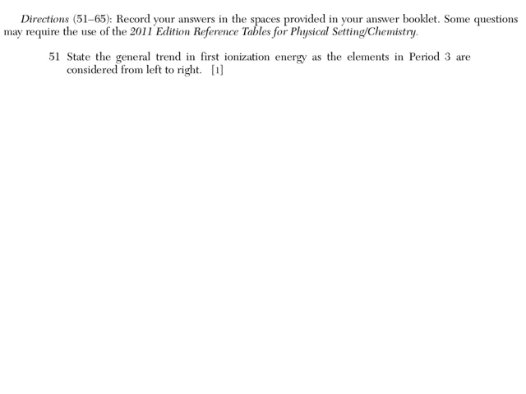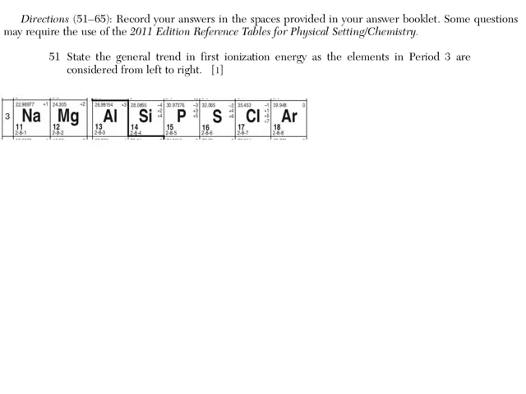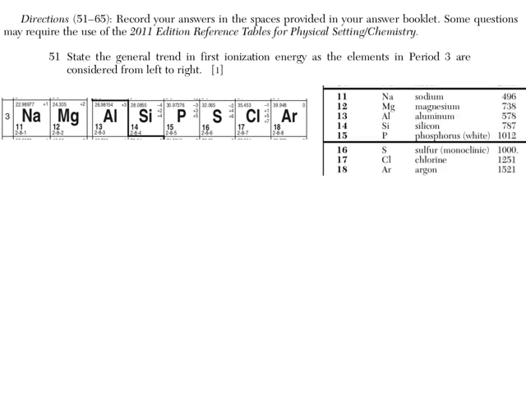Doesn't matter. 51. State the general trend in first ionization energy as the elements in period 3 are considered from left to right. This is great. They tell you period 3 on the periodic table. You can go there and see what elements they are. It says left to right. Hopefully you all know what left to right means. No, not assuming anything here. We want to figure out what's the general trend in first ionization energy. Where do we find that? On Table S, like everything else, we now know what elements we're looking for, and it says general trend.